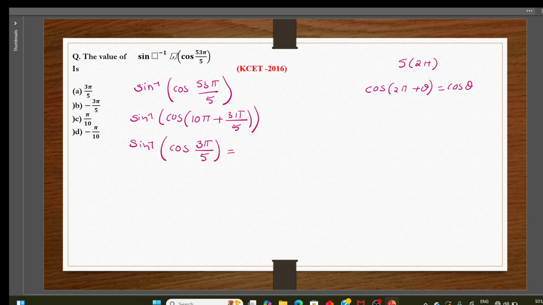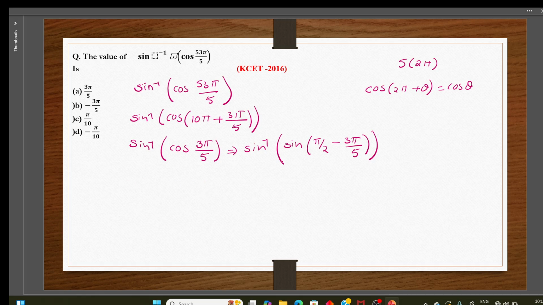Okay, so this function simplifies: sin inverse of cos theta is also written as sin inverse of sin of 90 minus theta. 90 is nothing but pi by 2, minus theta, that is 3 pi by 5. Clear? So simplify this: sin inverse of sin of pi by 2 minus 3 pi by 5. Okay, directly you have to write; no need to write this step.